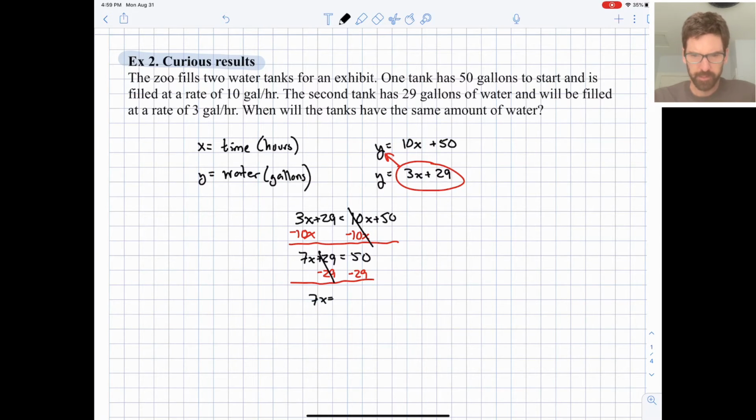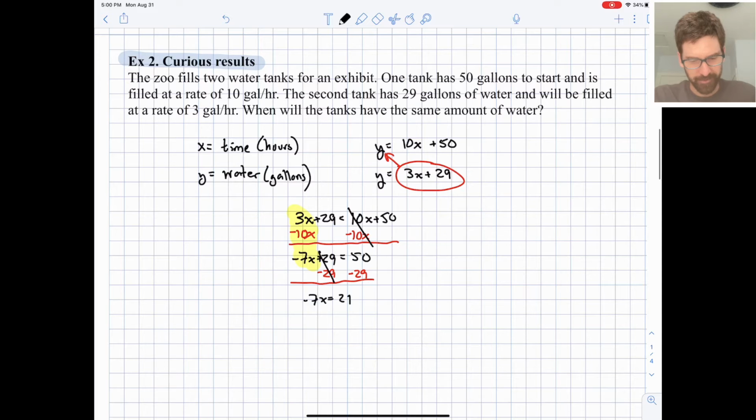I think I made a mistake somewhere. Okay, I see my mistake. I'll explain it in a second. Hope you saw it. Did you find it? It's right here. Hope you saw it too. 3x minus 10x is not 7x. It is negative 7x. So I'm going to bring those negatives down.